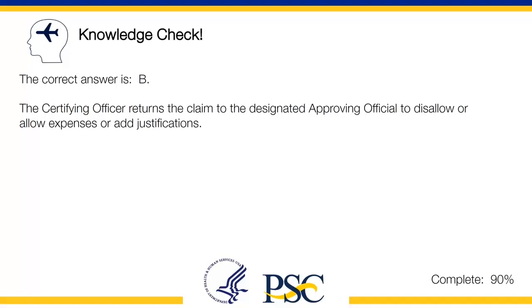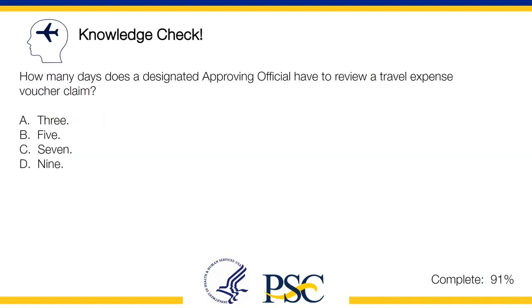The correct answer is B. The certifying officer returns the claim to the designated approving official to disallow or allow expenses or add justifications. How many days does a designated approving official have to review a travel expense voucher claim? A. 3. B. 5. C. 7. D. 9. Pause the video, consider your response, and then resume to learn the answer.